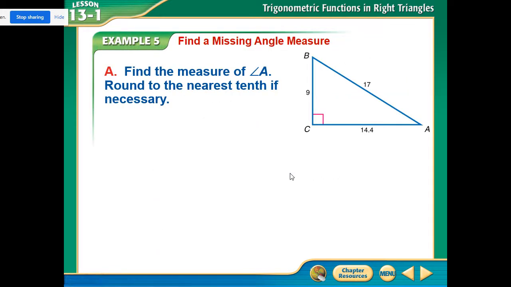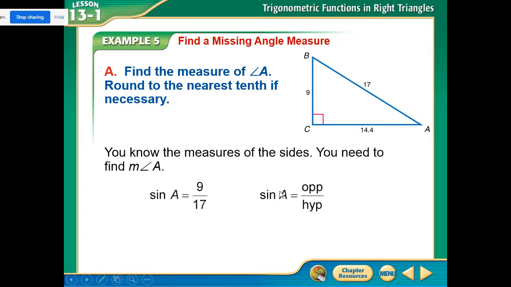All right, so we are missing, or we want to find out what A is over here. And we're going to round to the nearest tenth. So we have our 3 given sides, and we need to go ahead and pick one. Now we could do the sine, which would be 9/17, or the cosine, or the tangent. It really doesn't matter which one you want to do. 9 and 17 seem a lot better than the 14.4, so that's why I would go with sine. But you have sine of A equals 9/17. And so what you do with your calculator basically is you hit second sine, and then you do 9 divided by 17, and it should give you an answer.